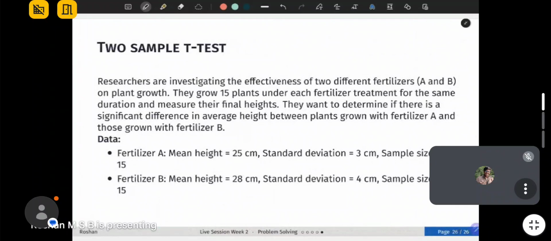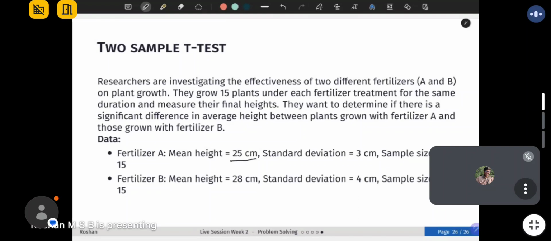We have researchers investigating the effectiveness of two different fertilizers, A and B, for a certain plant's growth. They grow 15 plants under each fertilizer treatment and measure their final heights. The research question is: is there any significant difference in average height when using fertilizer A and fertilizer B? And this is the data that we have.